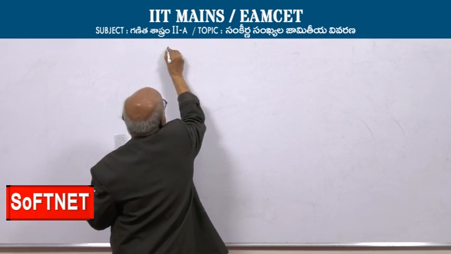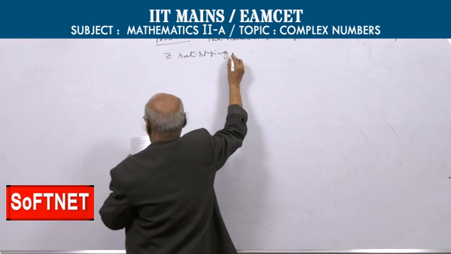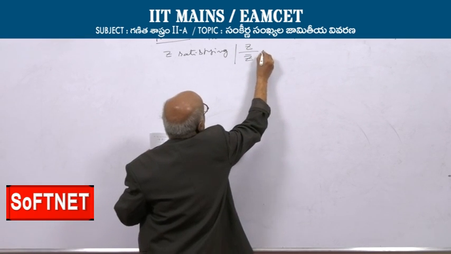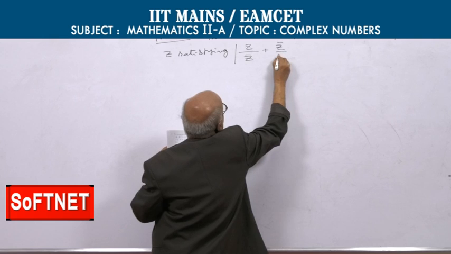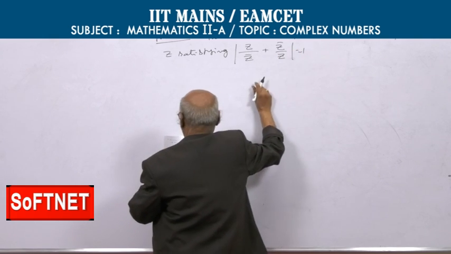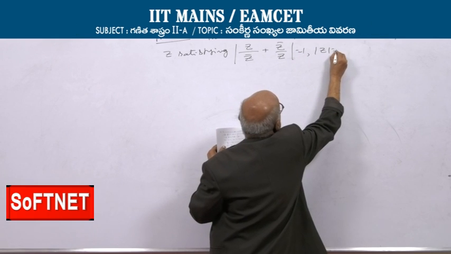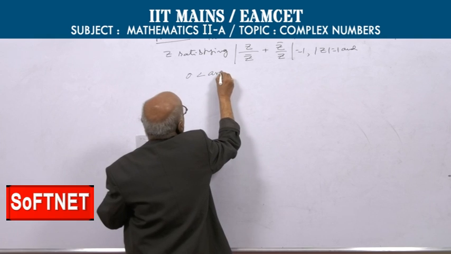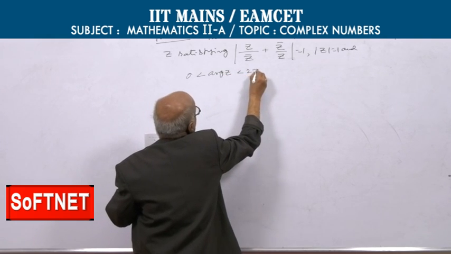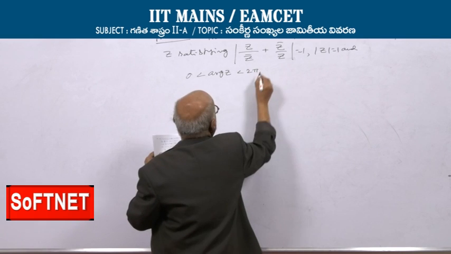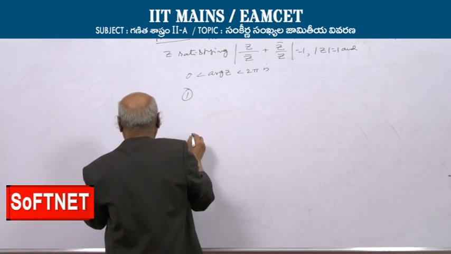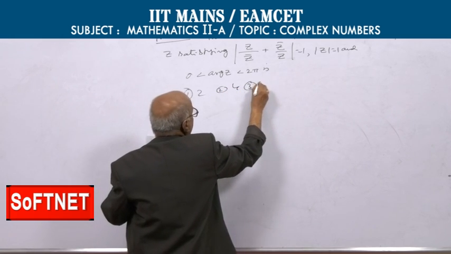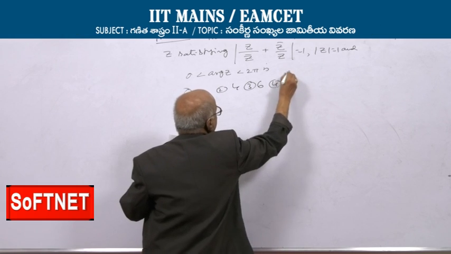Z satisfying modulus of Z by Z bar plus Z bar by Z is equal to 1, mod Z is equal to 1 and 0 less than arg Z less than 2 pi is 1, 2, 2, 4, 3, 6 and 4, 8.